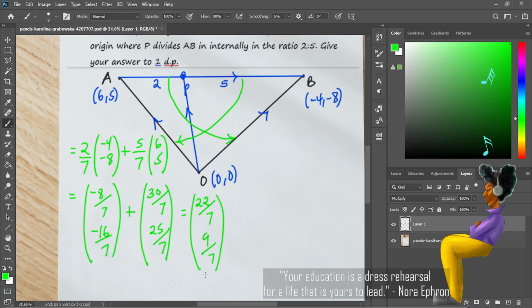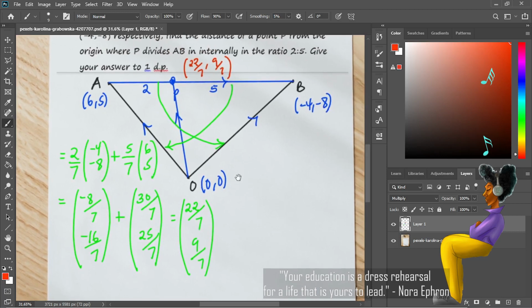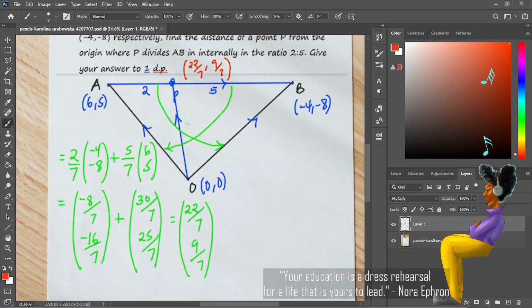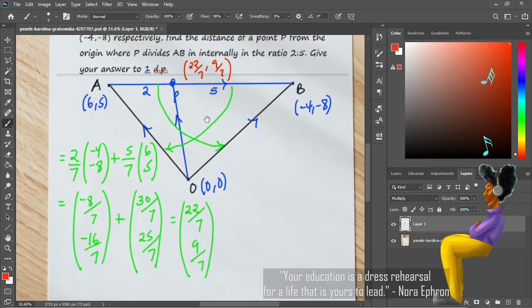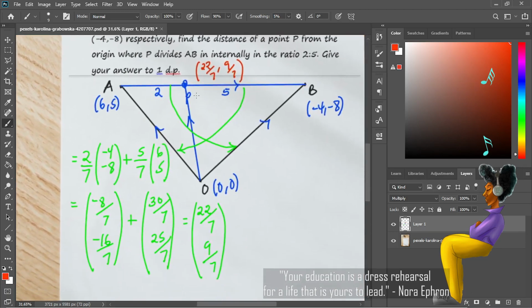So this is going to be the position vector of P after adding those particular values. As a coordinate, it will be (22 over 7, 9 over 7). I'm writing them as improper fractions, but it's good practice to write them as mixed fractions. I'm doing this because I'm still working out the question. The question is asking, find the distance of P from the origin. So actually they want the distance from that point all the way to there.